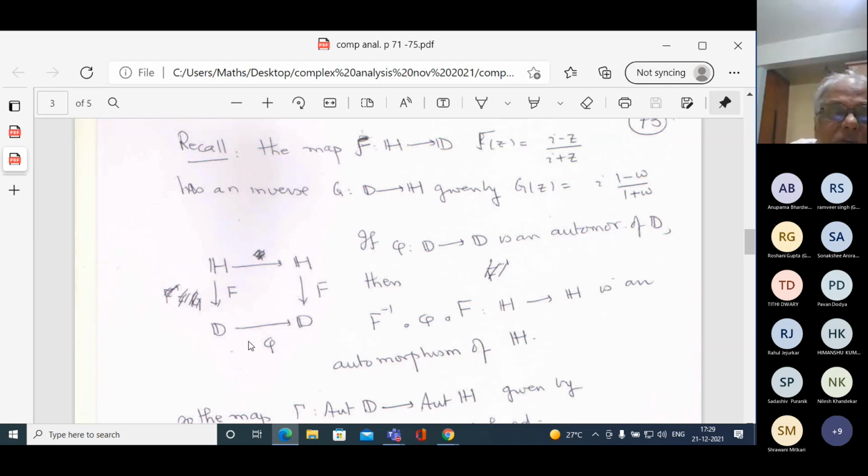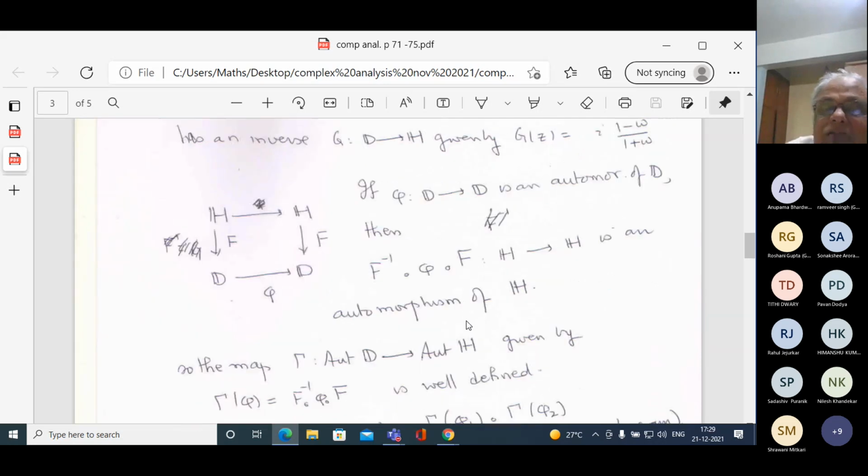Namely, what do you do? If you're given this phi, I already have these F's here. And then what is the map that I take from this edge to this edge? First you go from H to D, then you go from D to D by phi, and then you go from D to H by F inverse. So F inverse composed with phi composed with F is from H to H, and this is an automorphism of H because each of these maps is biholomorphic.